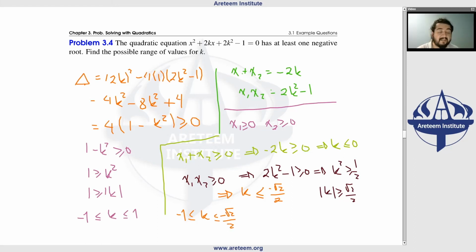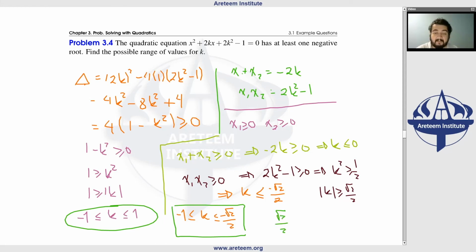So that means the ones that we have are the ones that are between -1 and 1, but are not in this range. That is, we want k to be more than root 2 over 2 and less than 1. So these possible values of k will give me at least one negative root, if not both. I don't know if both, but I know for sure I will have at least one negative root in there.